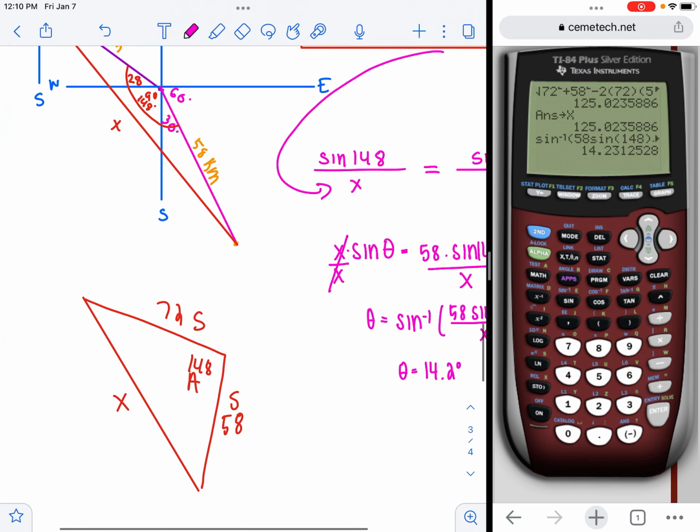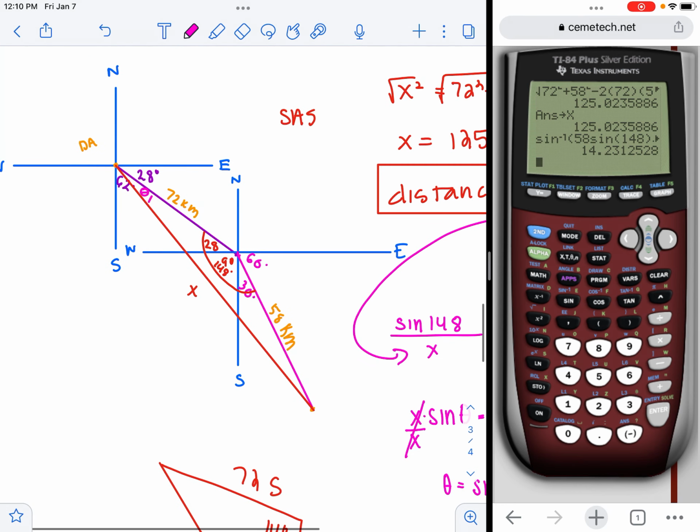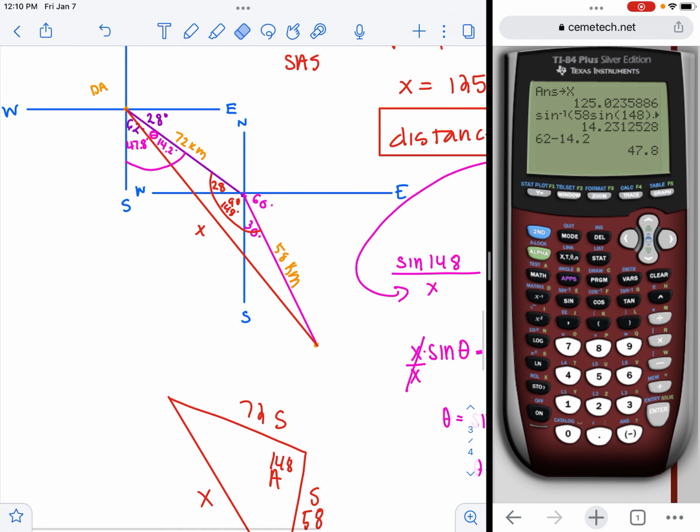That isn't my answer, just so we're aware, because that's not the bearing. That's this, 14.2 degrees. So I know that this angle right here is 62, so I'm going to do 62 minus that to figure out the other angle in case I need it. 62 minus 14.2 is 47.8 degrees.